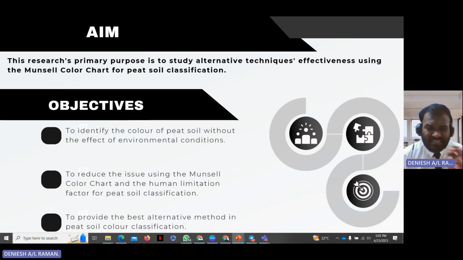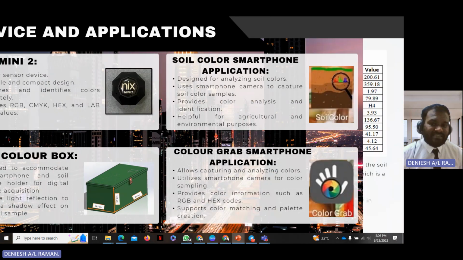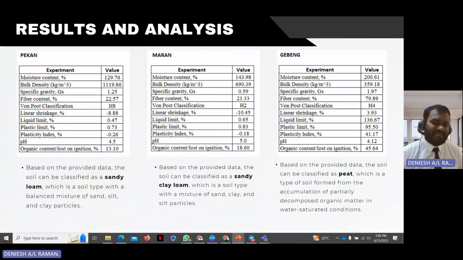To achieve these objectives, I utilize devices called the Nix Mini 2, the soil box color, and smartphone applications such as the soil color and color graph in this study. These tools allow me to make more precise and objective color measurements compared to manual observation using the Munsell color chart. Next, let's discuss the result analysis.